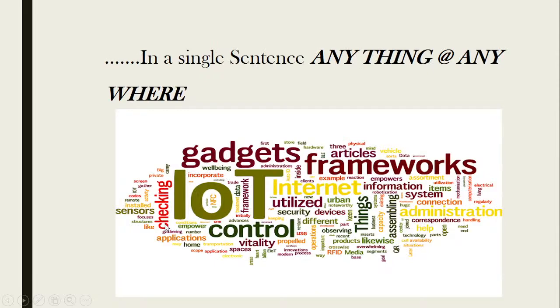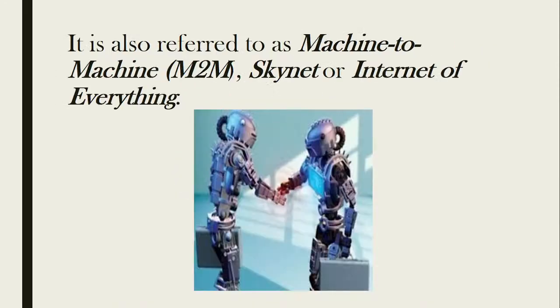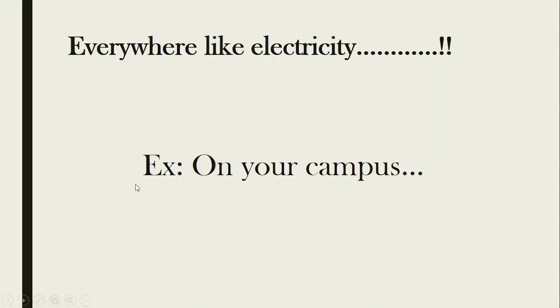So then a single sentence anywhere world, then machine to machine communication. This is a very important machine to machine communication. Like machine to machine communication, automated systems can communicate with each other without any human intervention. Then when it comes to different types of applications, everywhere, so on your campus.